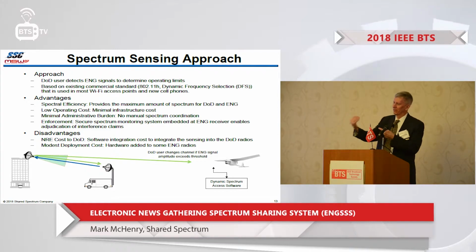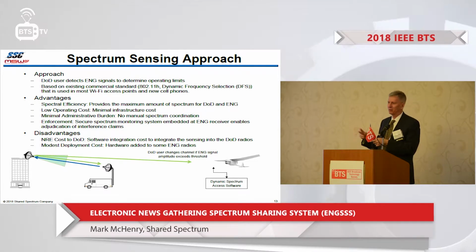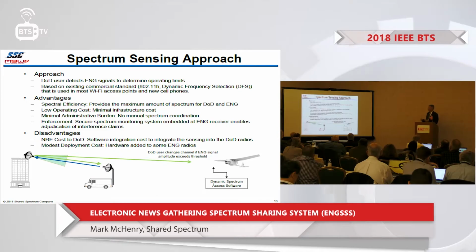If I detect your signal coming up, then I know your power, I know your prop loss, and I can figure out what to do. You don't need to do anything. It happens immediately. It's got every single advantage, except that now it's actually more expensive for DoD because they've got to modify their radios and put this sensing in there. So the advantage is it gives the absolute maximum spectrum efficiency. And I think it's got a lower operating cost.